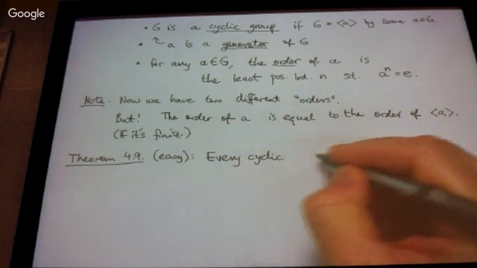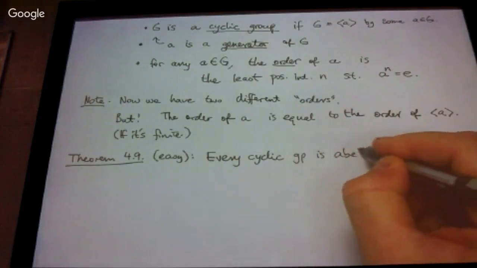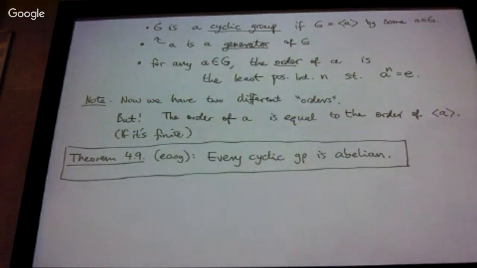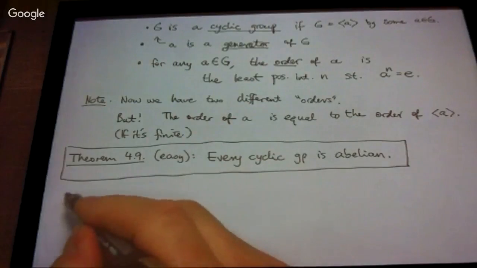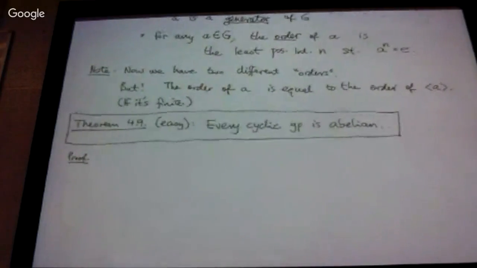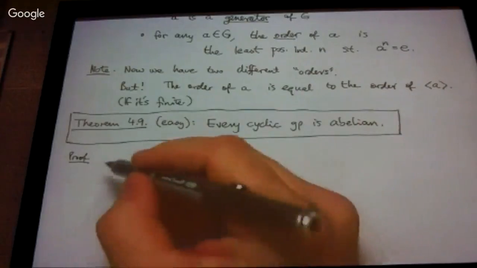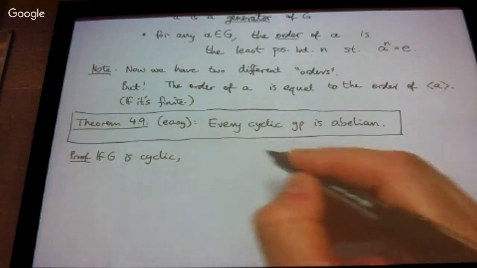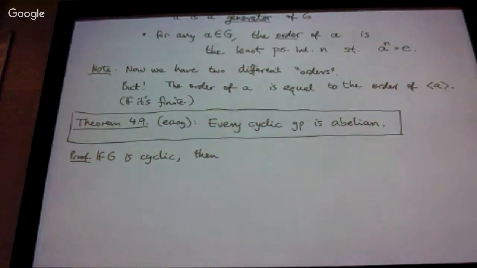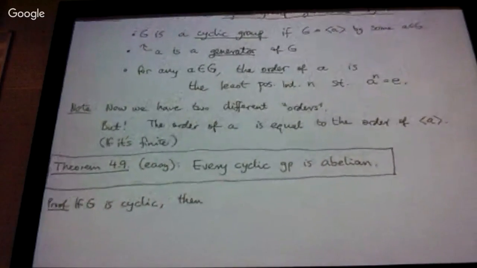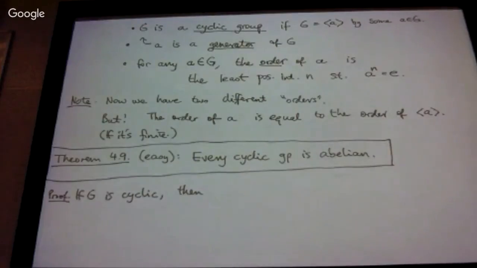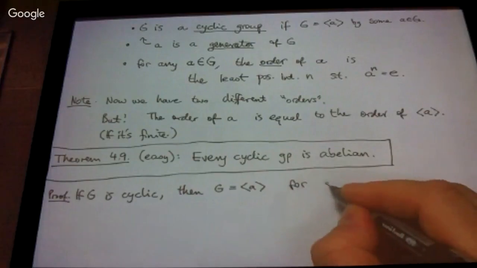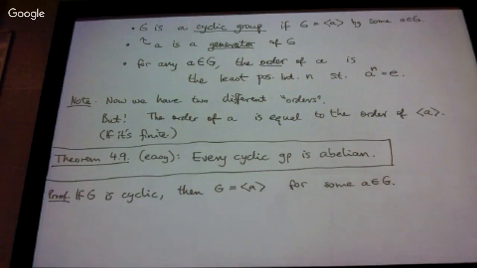Every cyclic group is abelian. It has to come in a box, otherwise it doesn't count. Okay, let's prove that G is abelian if G is cyclic. What's the definition of a cyclic group? Generated by one of its elements. Yes, so G is the group generated by A, for one of its elements, this one.